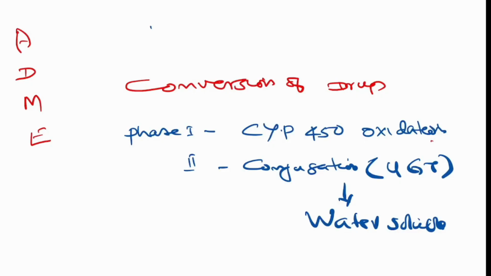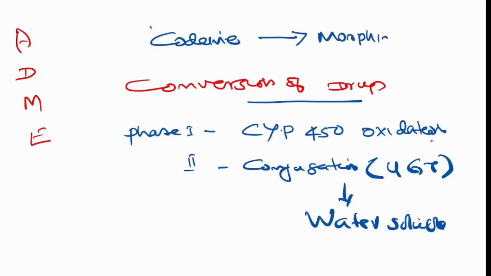For example, codeine is converted to morphine, which is an active metabolite. Usually conversion is into inactive, but some drugs like codeine act as a prodrug. It is converted to morphine. It becomes more active. So that's one point to remember.